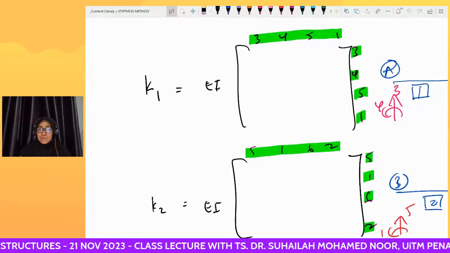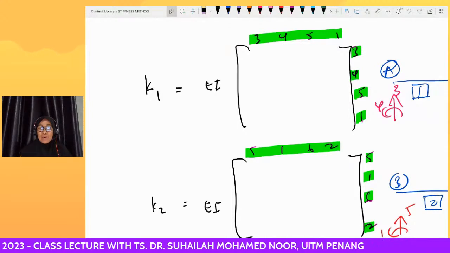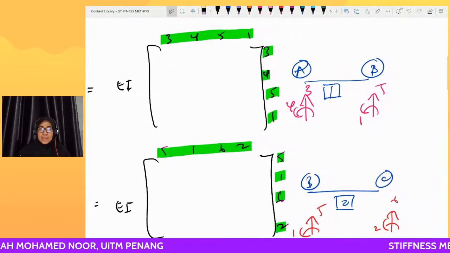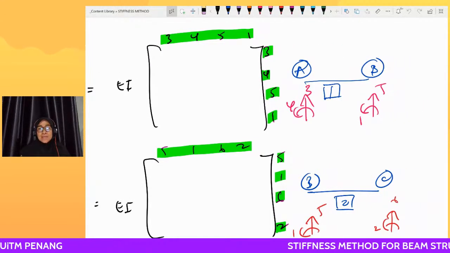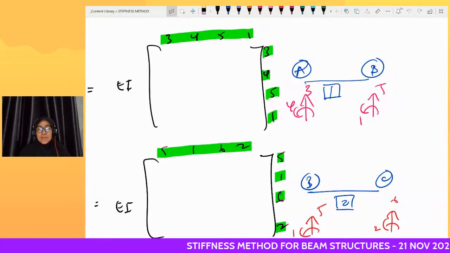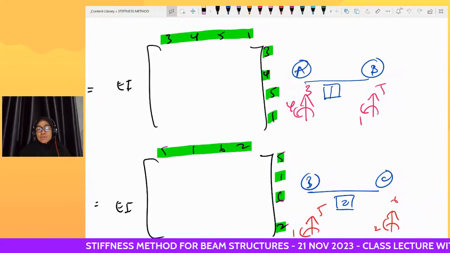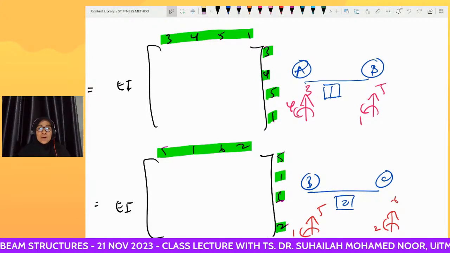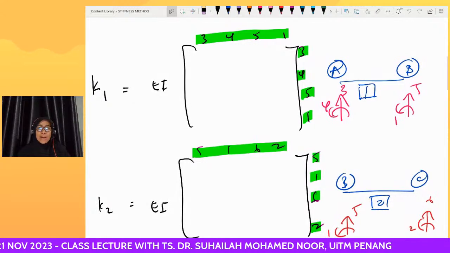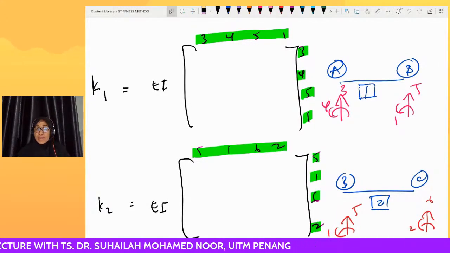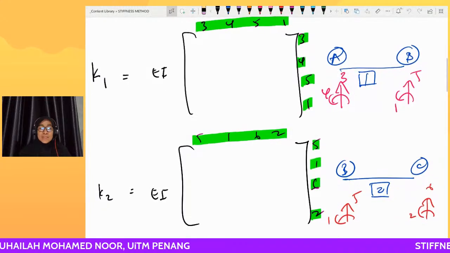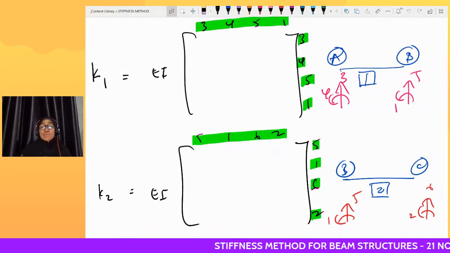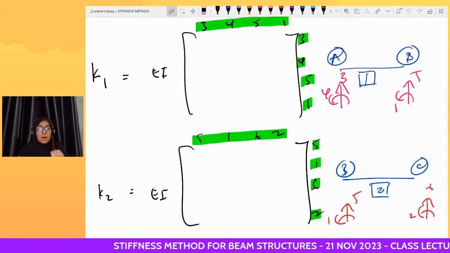The labels that we use for the degrees of freedom must go from near to far. For beam analysis, we always assume it is going towards the right direction. So we label K1 as 3451 and K2 as 5162. Near to far, left to right.